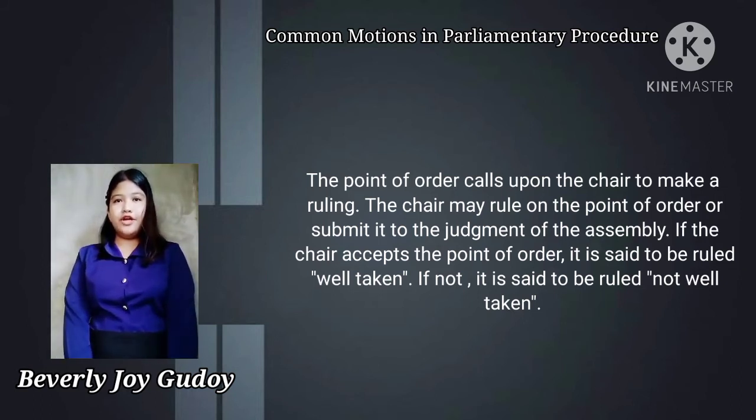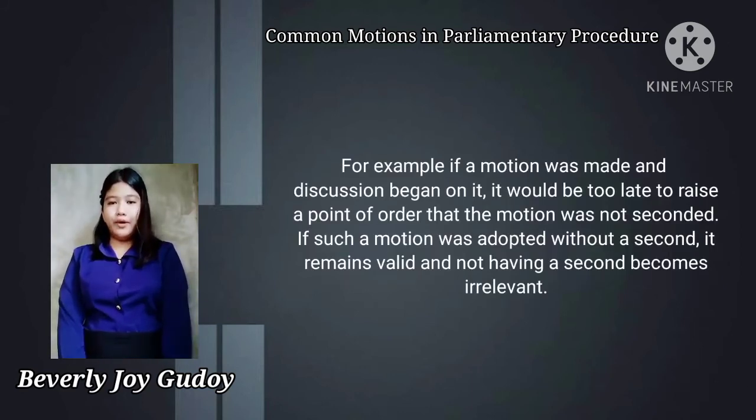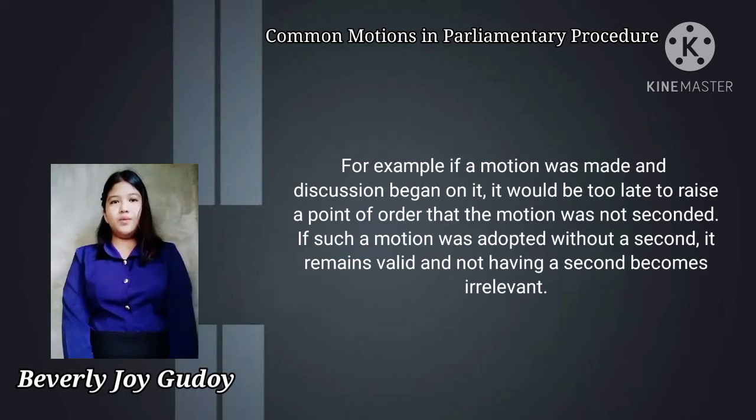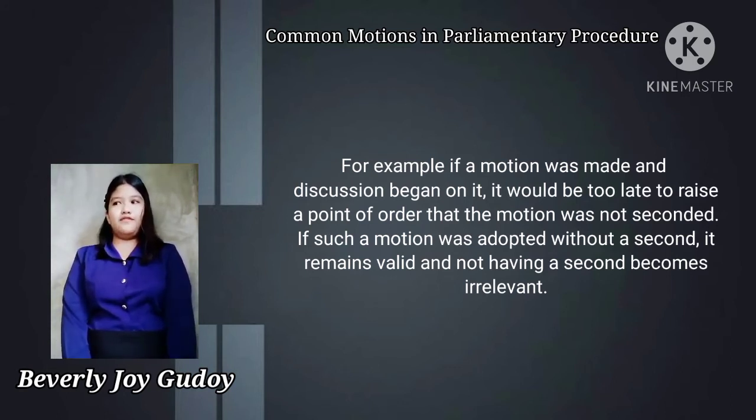Generally, a point of order must be raised at the time the rules are broken, or else it will be too late. For example, if the motion was made and discussion began on it, it would be too late to raise a point of order that the common motion was not seconded. If such a motion was adopted without a second, it remains valid and not having a second becomes irrelevant.